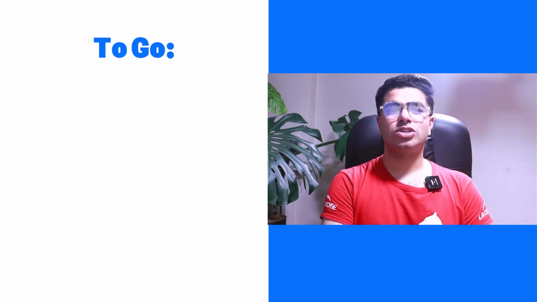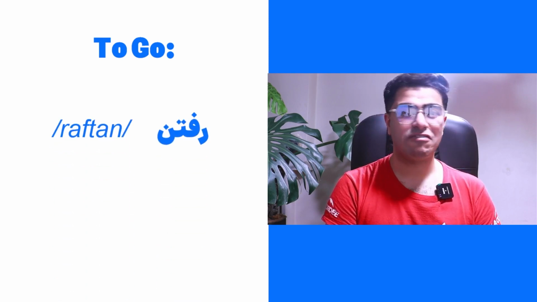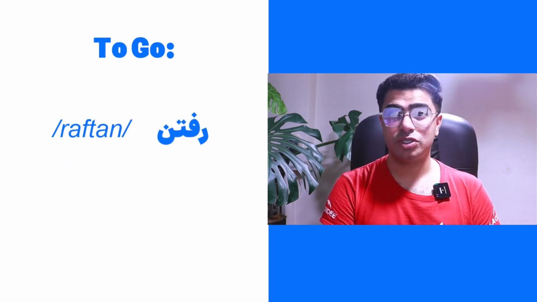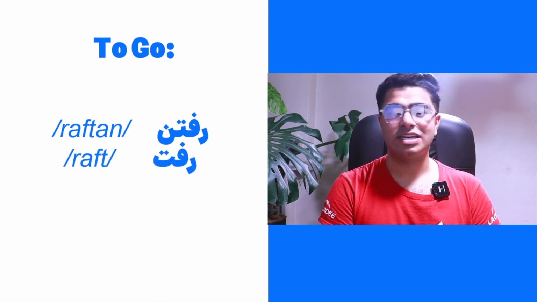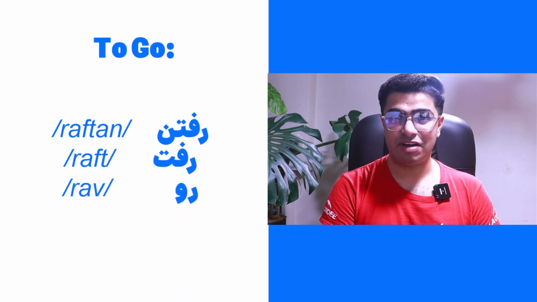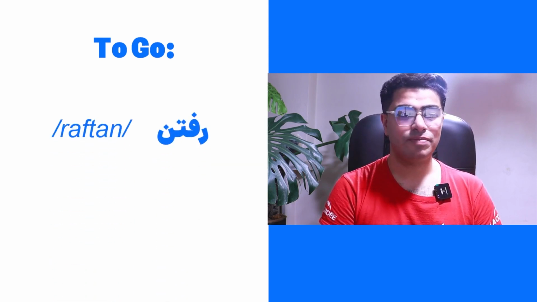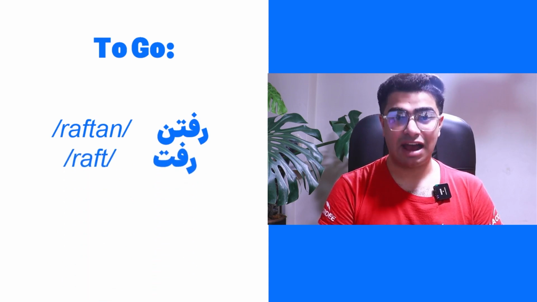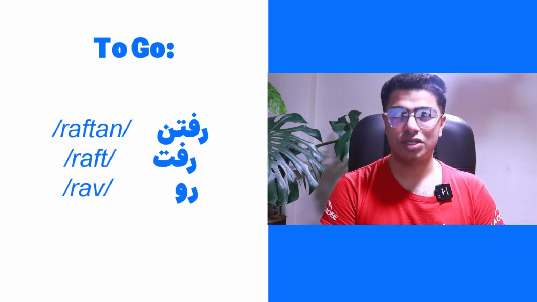Now we want to conjugate the verb to go, and when it comes to the conjugation of the verbs, it's very important to know three things. First of all, the infinitive. The infinitive of the verb to go in Persian is raftan. And the past stem of it is raft, and the present stem is rav. I'll say that one by one. Try to repeat it after me. Okay, raftan, raft, rav. Now we know the three things of this verb to go in Persian.